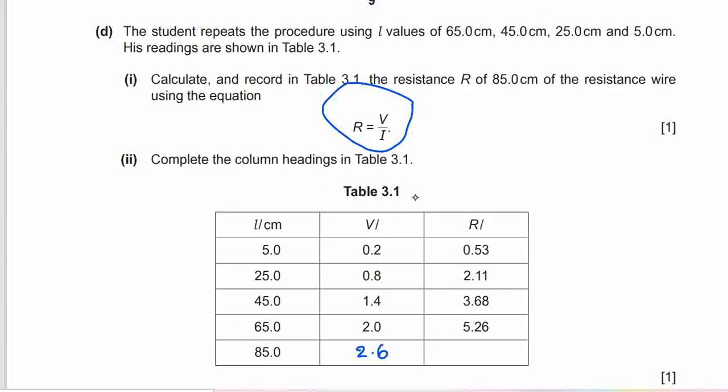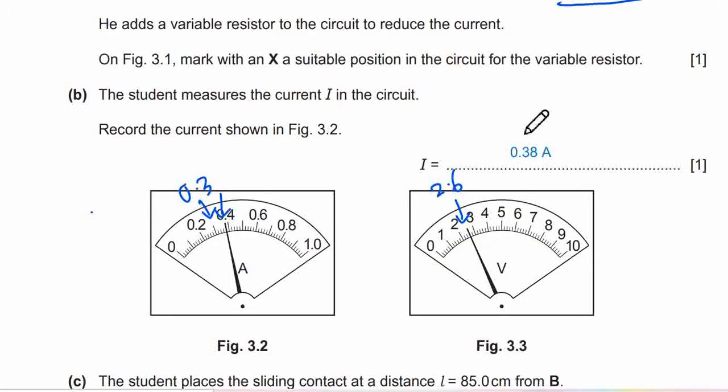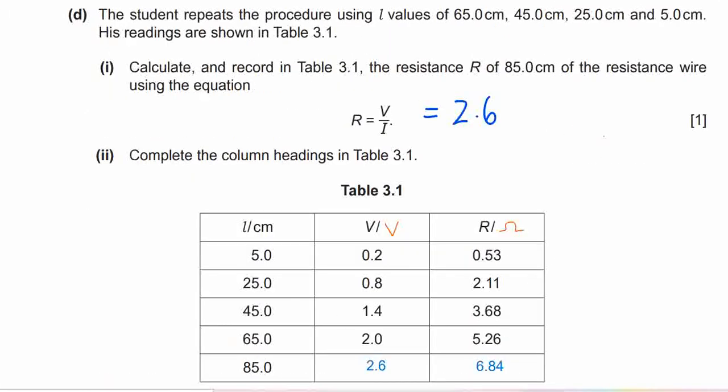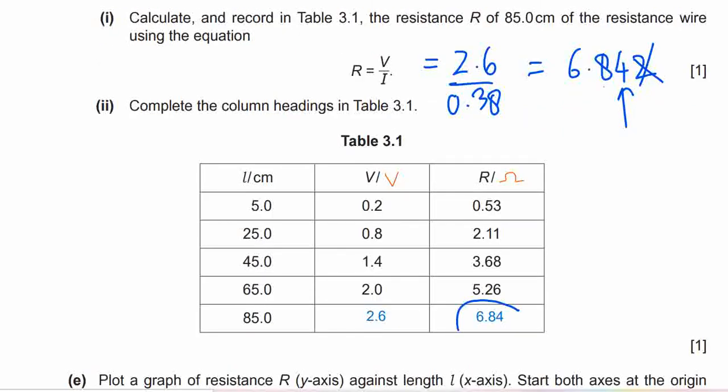So the units will be volt and ohm. Okay, now we have to calculate the R in here. The current is 0.38 amp. The voltage recorded is 2.6, over 0.38 amp from the data. Now we get the answer with a calculator. It will be 6.842, and we round to 2 decimal places, so 6.84. So this is our answer.